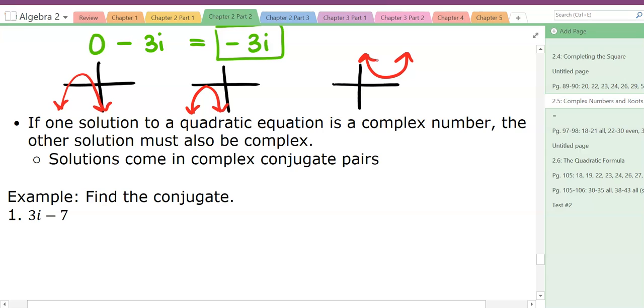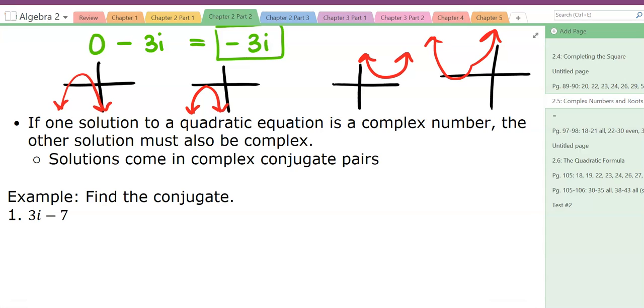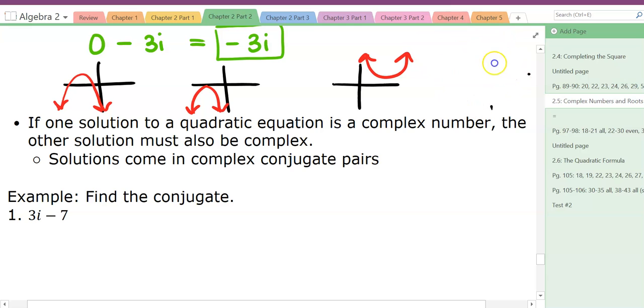There's no way for me to draw a quadratic equation where one side would not touch and the other side would. It would no longer look like a quadratic equation. It would be kind of a weird looking graph. Okay, if you wanted to imagine what that would look like, one side goes up like this, the other side would have to dip way down and then go up. That no longer looks like a quadratic. Okay, it's completely different. So if you have one answer that's complex, they both have to be complex.